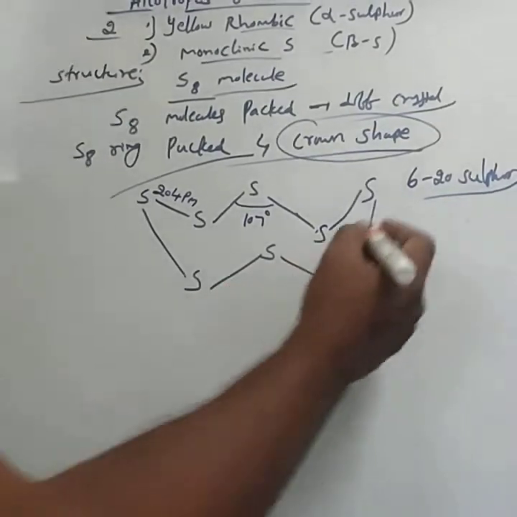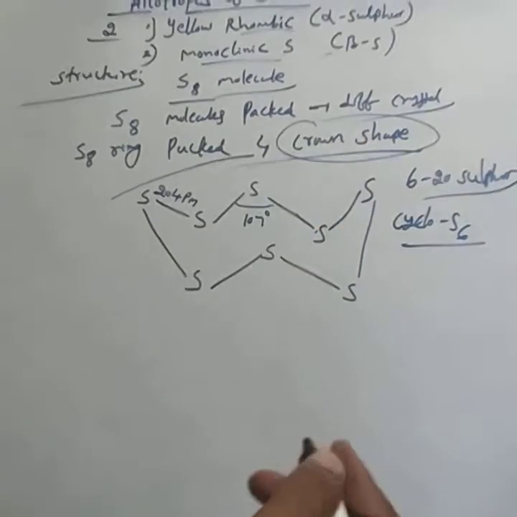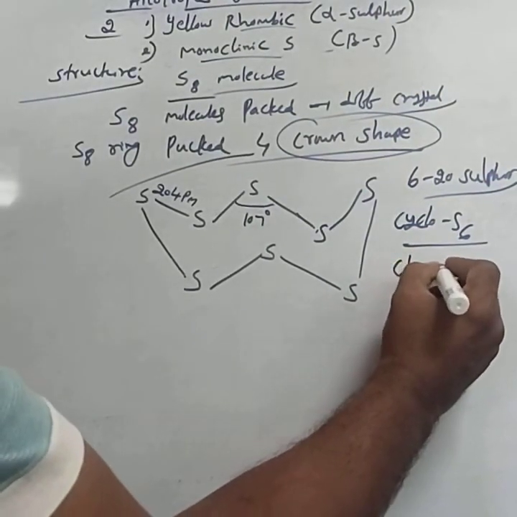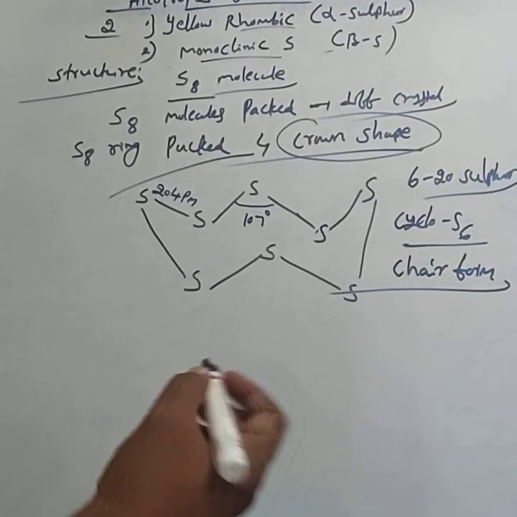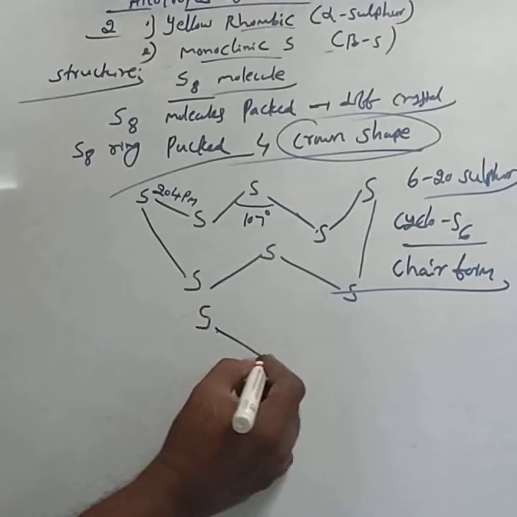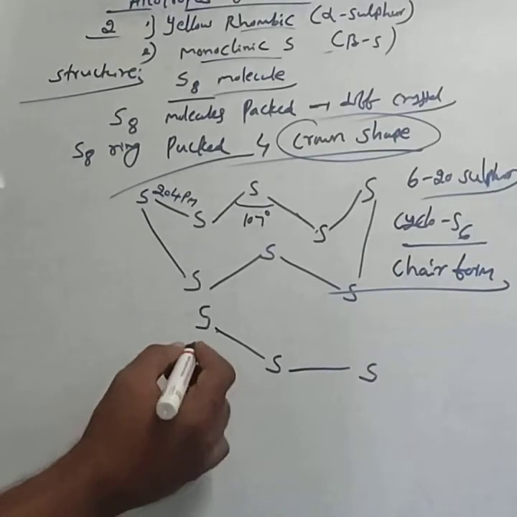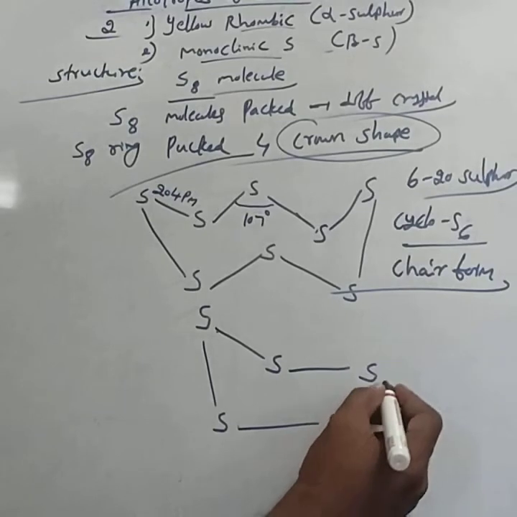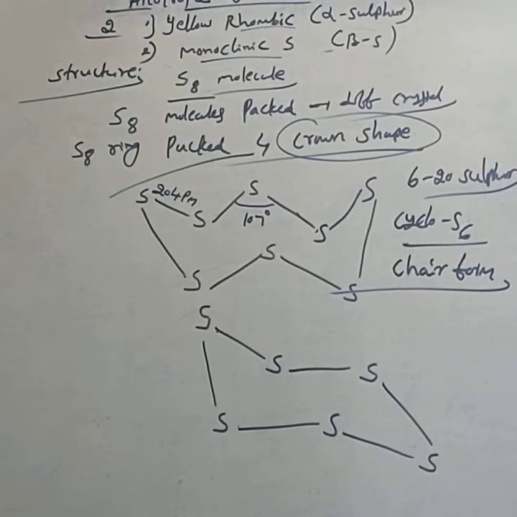For example, cyclo S6 has the chair form. Cyclo S6 structure has the chair form. S8 means the crown shape, while cyclo S6 has the chair form. The structure of cyclo S6 is the chair form. This is about cyclo S6.